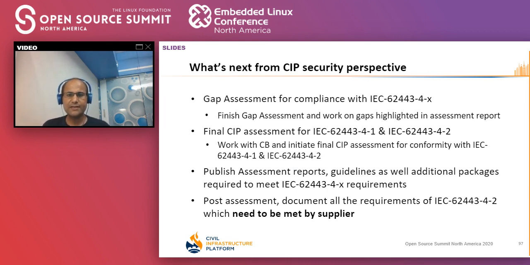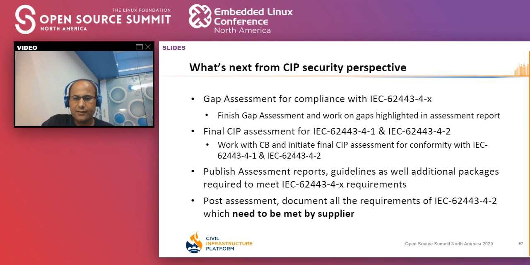So what is next from the CIP security perspective? Next step, we are about to finish contract signing with one of the certification bodies. So we will start the gap assessment for compliance with IEC 62443-4-1 and 4-2. All the artifacts of CIP, including current repositories, documents, and the process which is followed, will be reviewed with a certification body, and the certification body will prepare a report which will highlight the gaps to achieve the requirements of these specifications, and accordingly we will work to meet those gaps, and then we will go to our final certification.